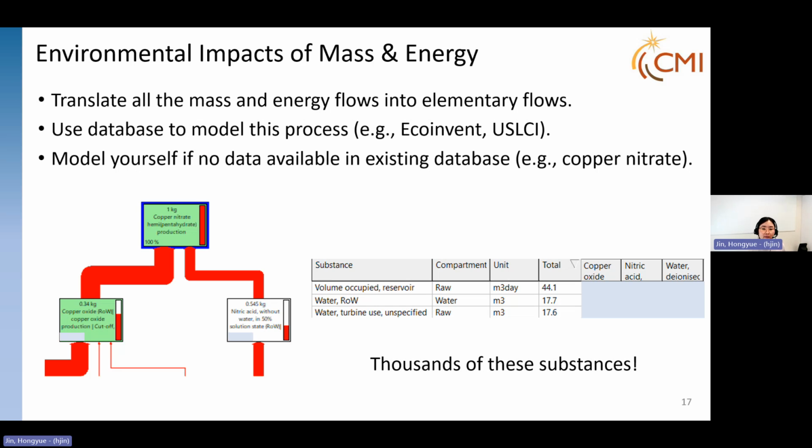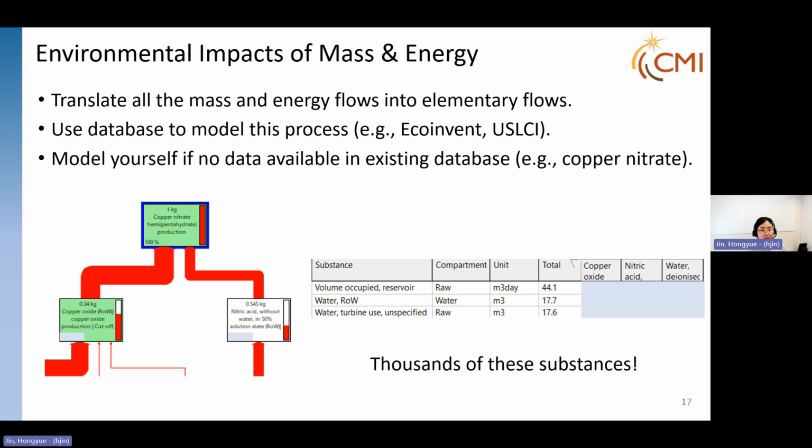Sometimes we don't have all the data available in the established databases. For our previous example of ADR, copper nitrate was not available in the database. Then we will model it ourselves. So in this screenshot, we have 1 kilogram of copper nitrate, and we model how much copper oxide was needed, how much water was needed, how much nitric acid was needed.